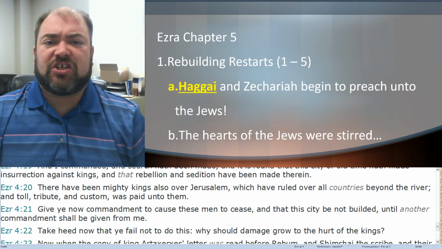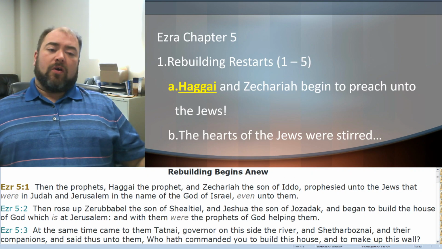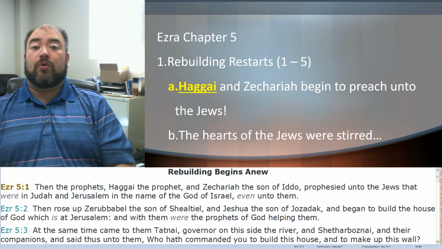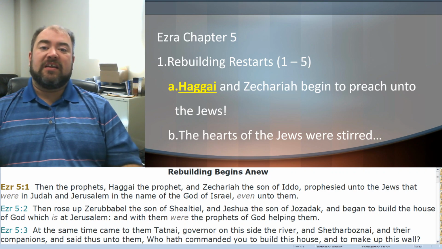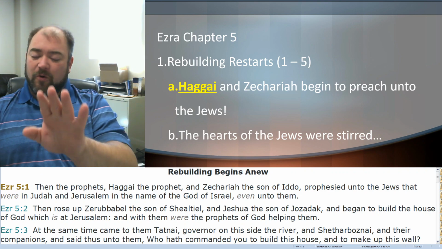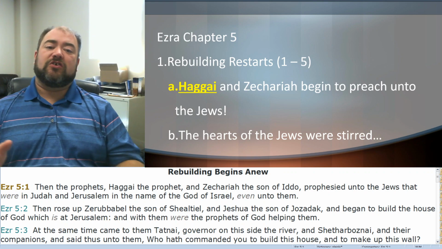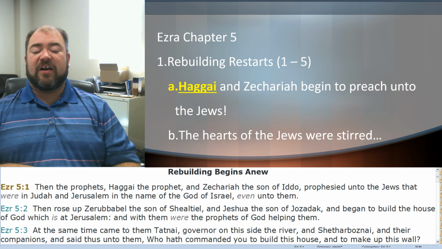All right, let's look into chapter number 5 now. As we get into chapter number 5, we're going to see some other interesting things happen. We see the rebuilding restarts. Now, we'll notice here as we get in, the king didn't give permission for the build to restart, but we'll get into that. Rebuilding restarts, verses 1 through 5 of Ezra chapter number 5. Let's look here at the very first couple of points.